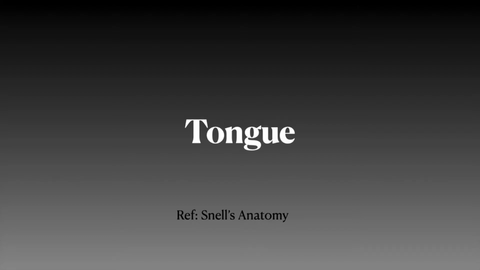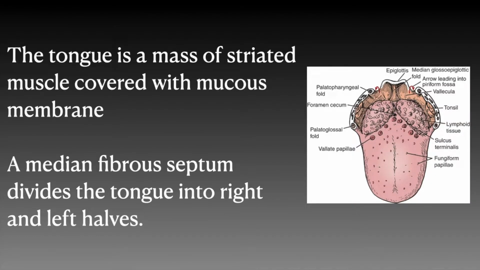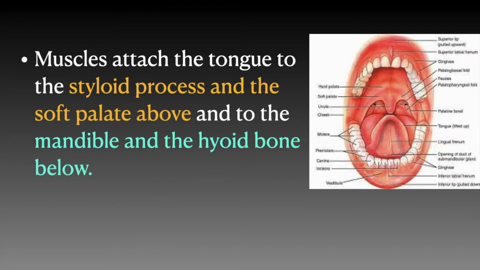of the tongue. The tongue is a mass of striated or skeletal muscle covered with mucous membrane. A median fibrous septum divides the tongue into right and left halves. Muscles attach the tongue to the styloid process and the soft palate above, and to the mandible and the hyoid bone below.